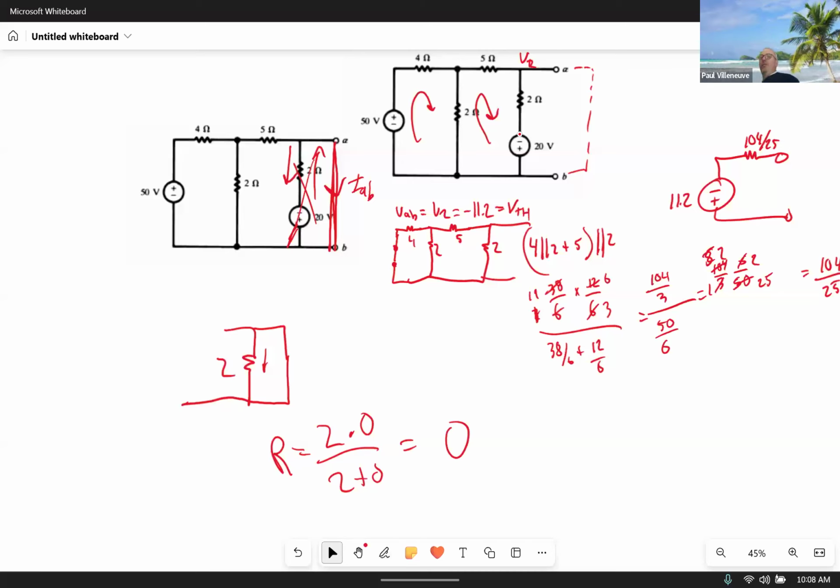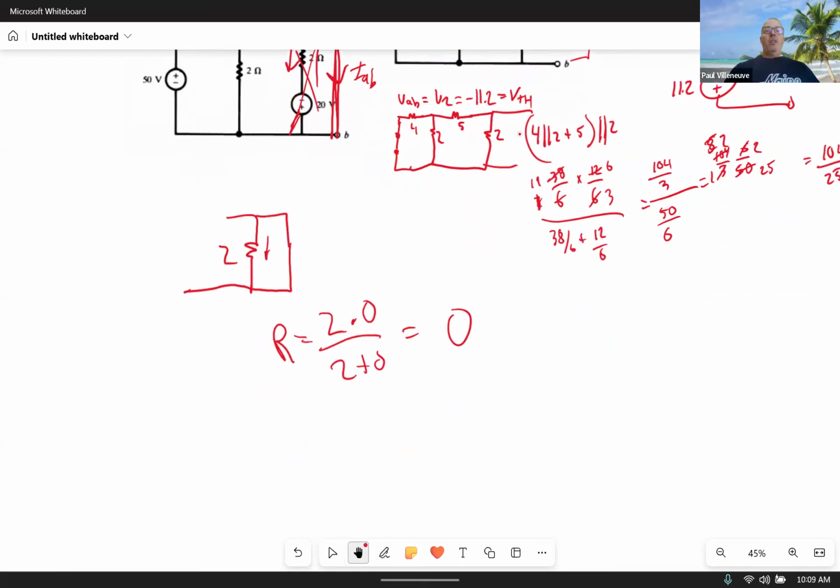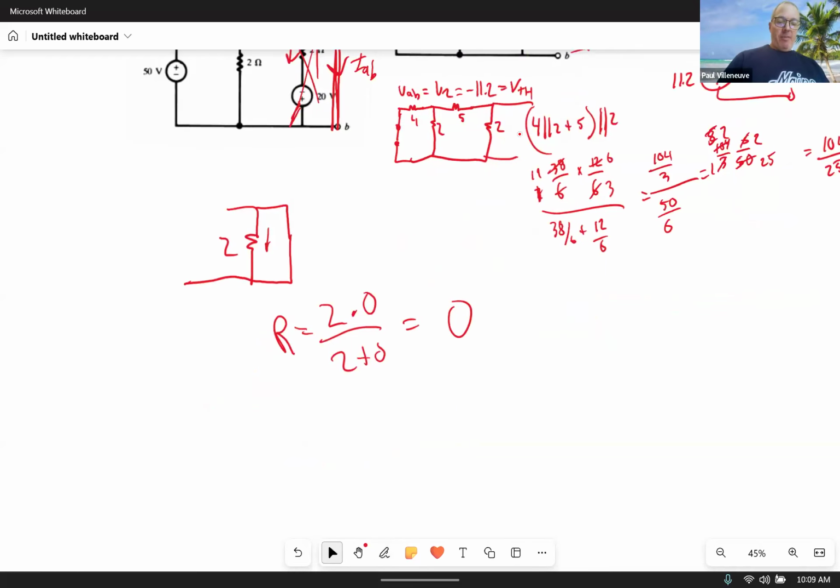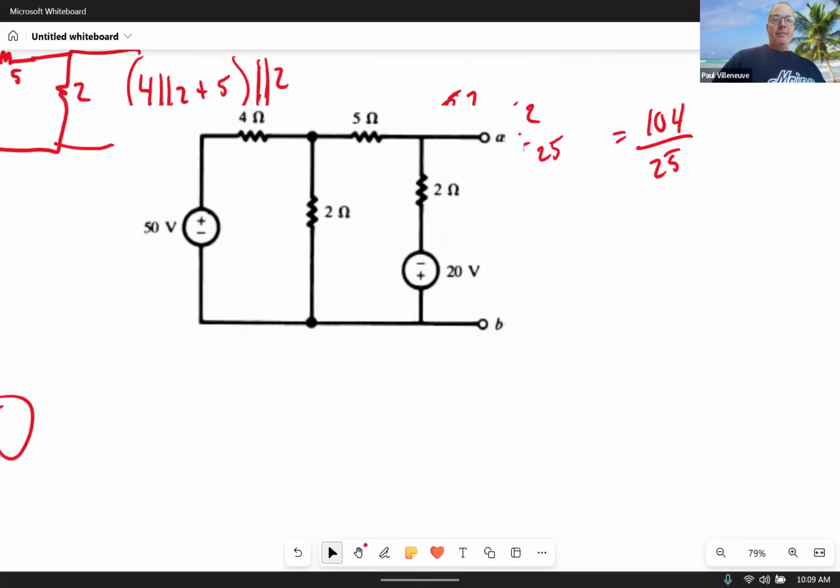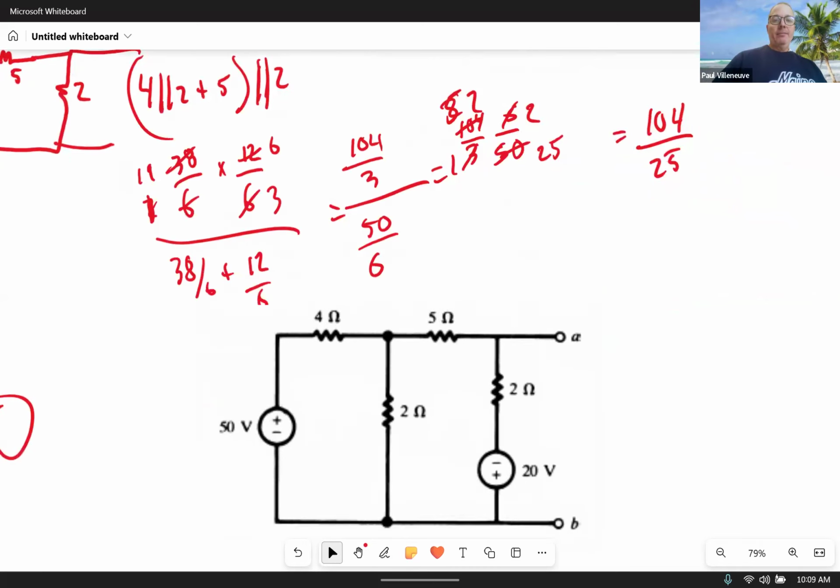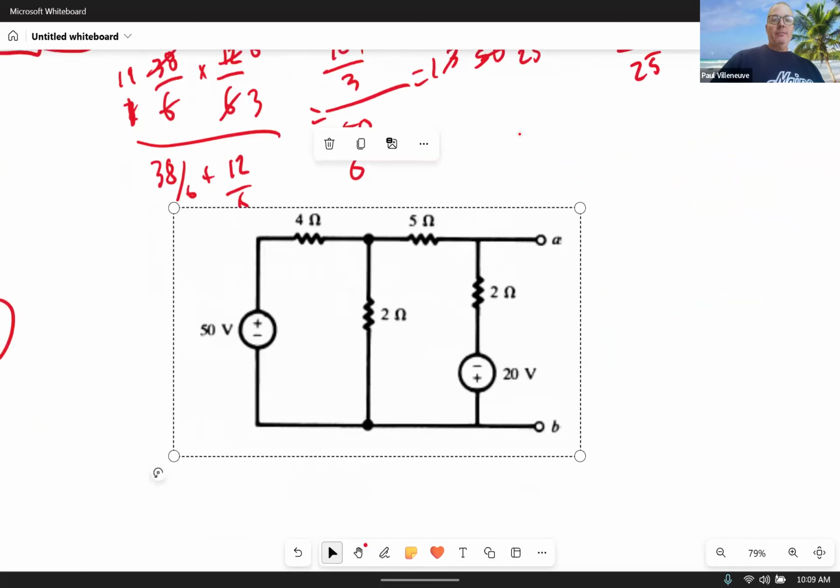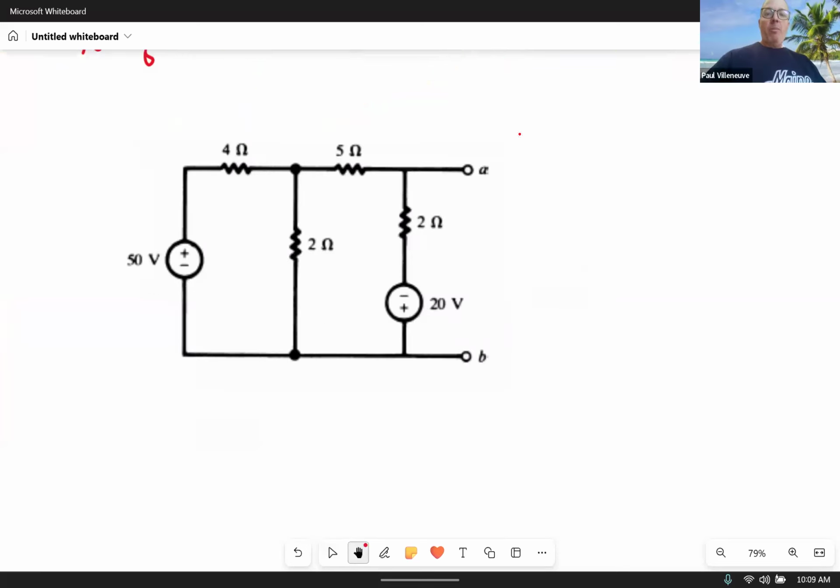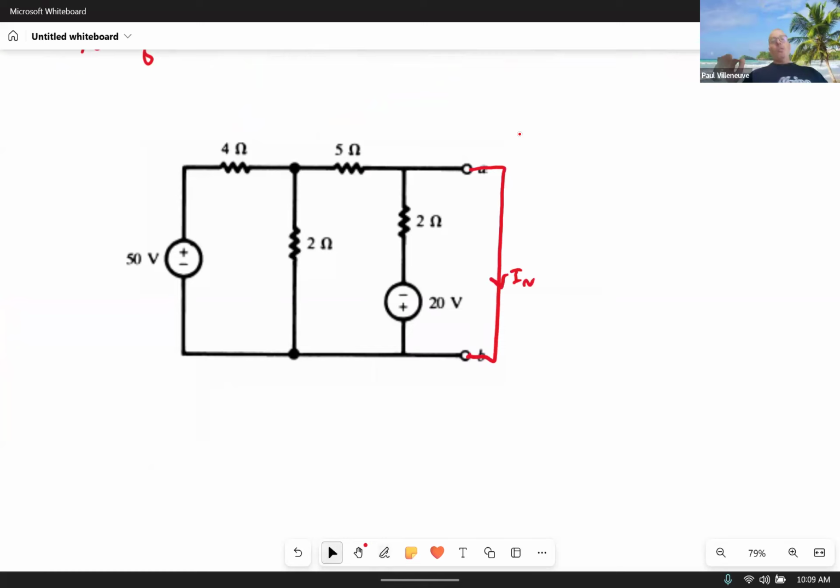So no current goes through the 2 ohm resistor because there's a nice path that has 0 resistance to go through. So if you didn't have that power supply there, you can take that 2 ohm resistor and completely remove it because it doesn't have any contribution whatsoever. Okay? But what we'll do is actually do this again here. Now we'll put our short circuit, and we'll solve for IN.